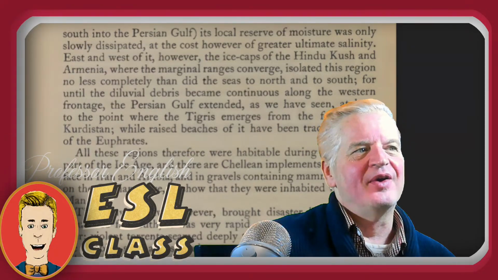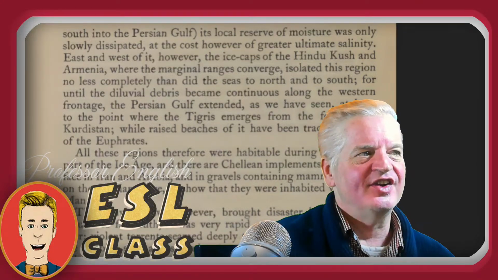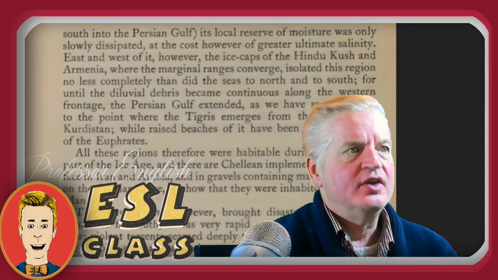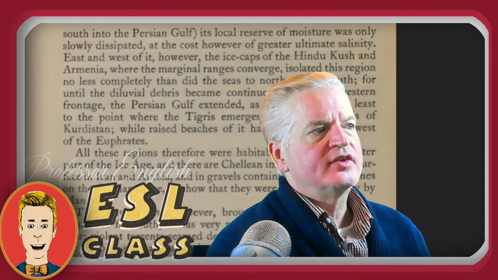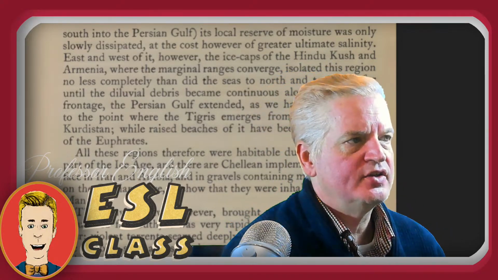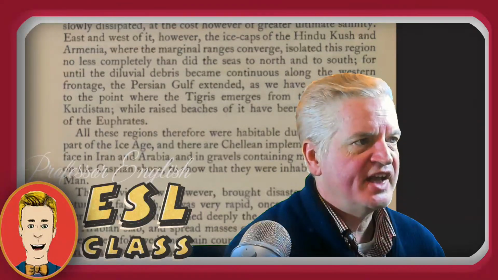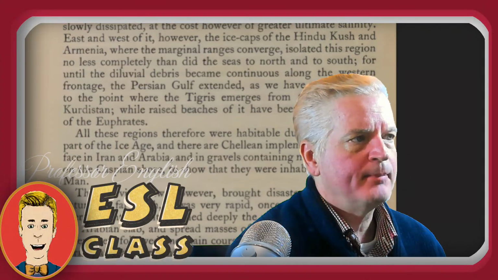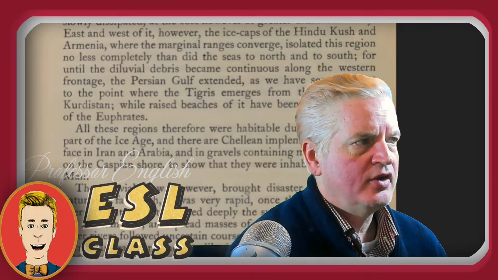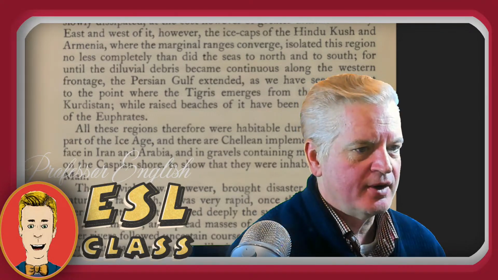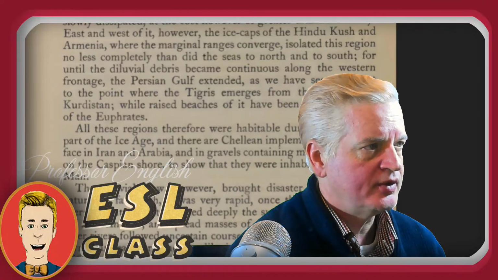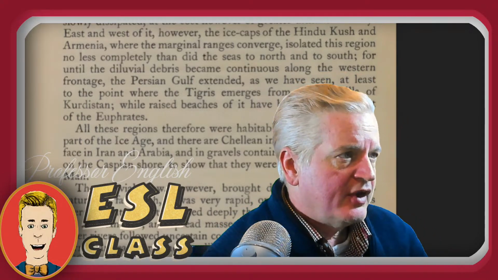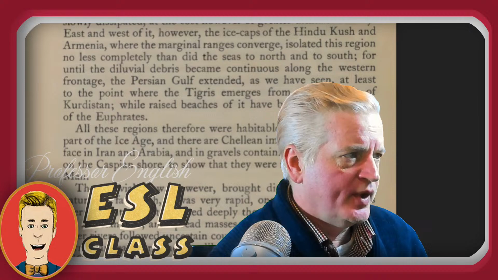East and west of it, however, the ice caps of the Hindu Kush and Armenia, where the marginal ranges converge, isolated this region no less completely than did the seas to north and to south. For until the diluvial debris became continuous along the western frontage, so debris, that means garbage. I think they're talking about stones and rocks and things like that. Became continuous along the western frontage.